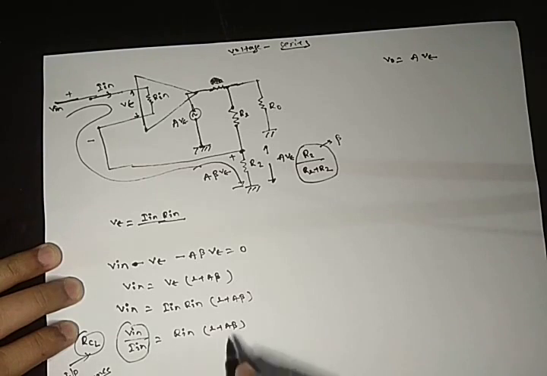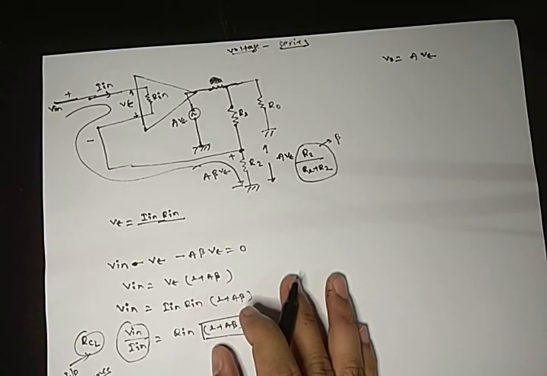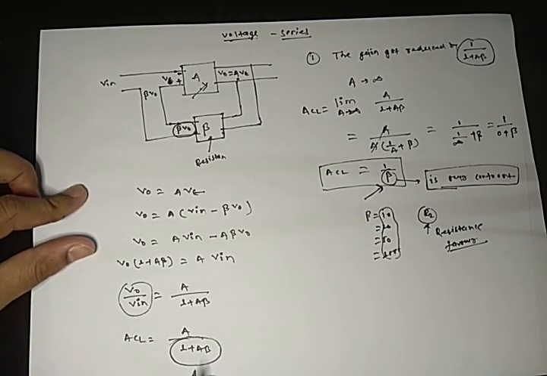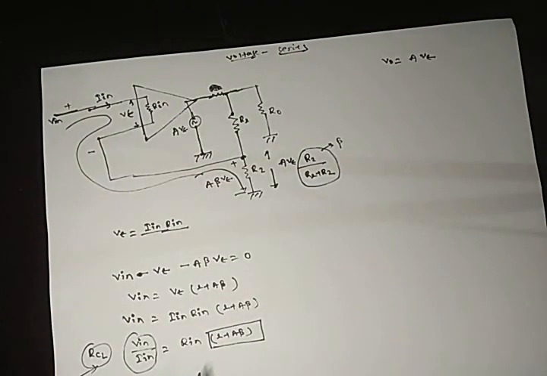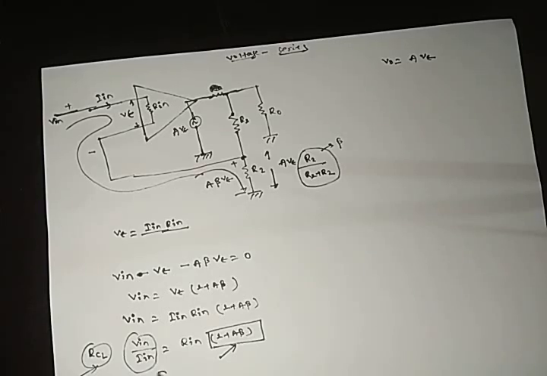Now what we are saying is that it is being increased by a factor 1 plus A beta. Initially what we have seen is that with voltage series feedback our gain is being decimated by 1 plus A beta, and here our input impedance is getting increased by 1 plus A beta. It means 1 plus A beta is taking a great part in decimating or incrementing the value of R in or A.